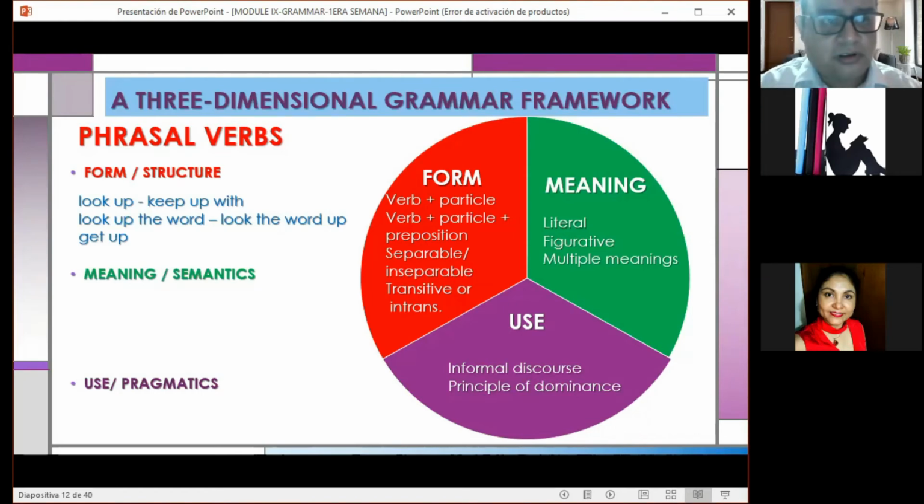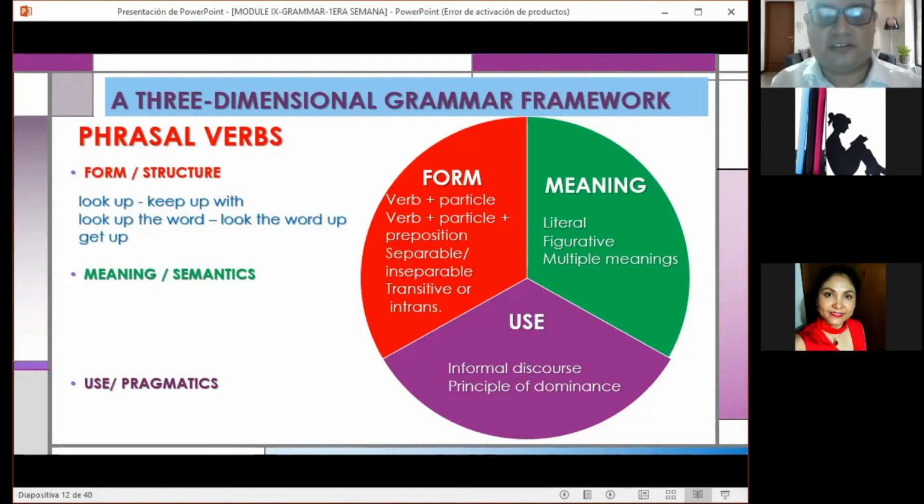Now, separable or inseparable. Look up the word. It's a separable verb. So you could say look the word up. But notice here the meaning of look up. It doesn't mean that you have to look above you or over you. No. What is the meaning of look up here? Search. Look up here means search. Search a word in a dictionary. This is the meaning of look up. It doesn't mean that you have to look high. No, no, no. All right? So there is a difference.